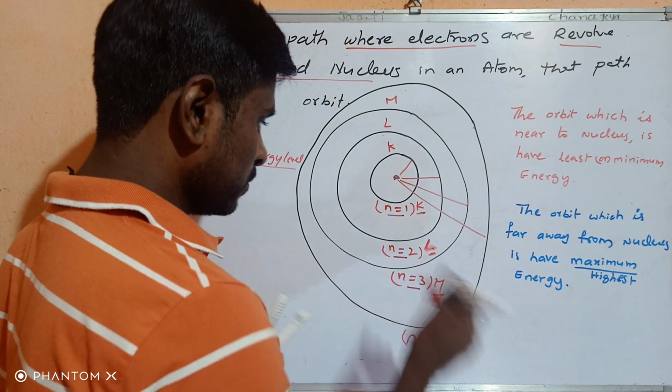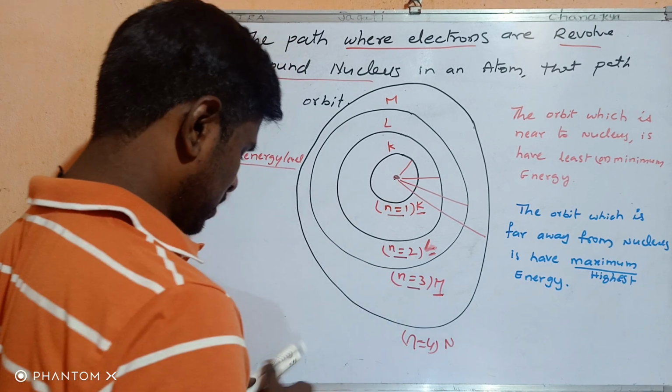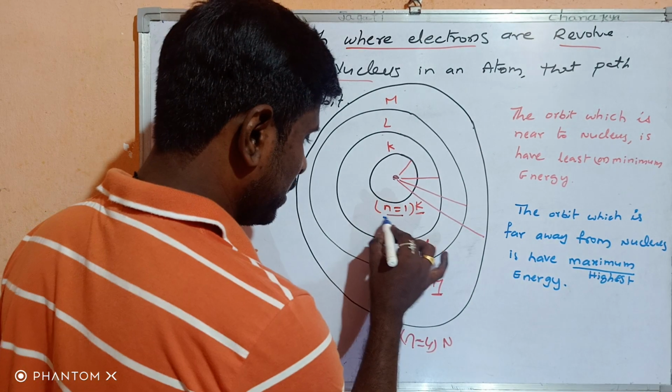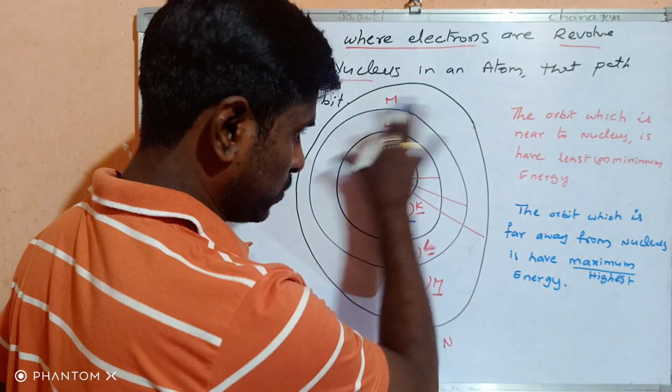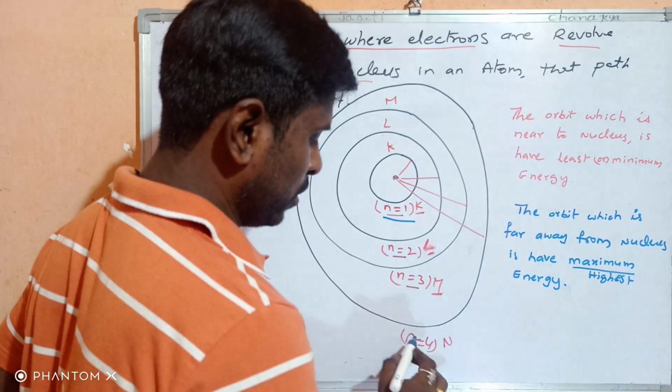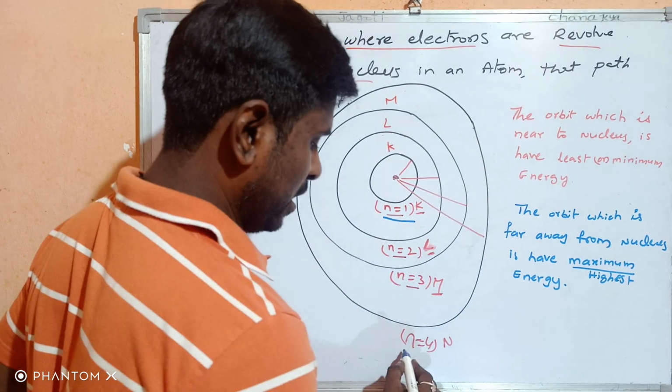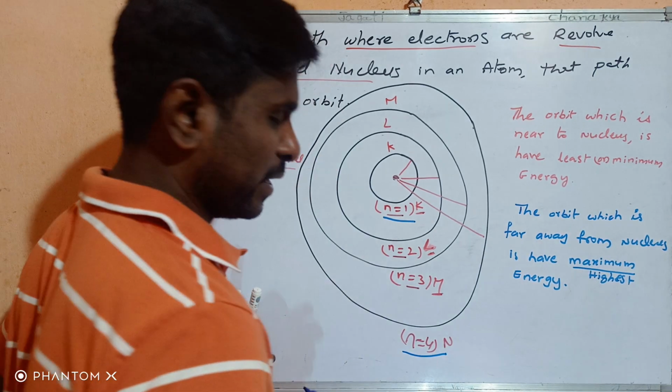It means the n equal to 1 shell is the least energy shell. From this perspective, n equal to 1 is the least energy shell, and n equal to 4 is a higher energy shell.